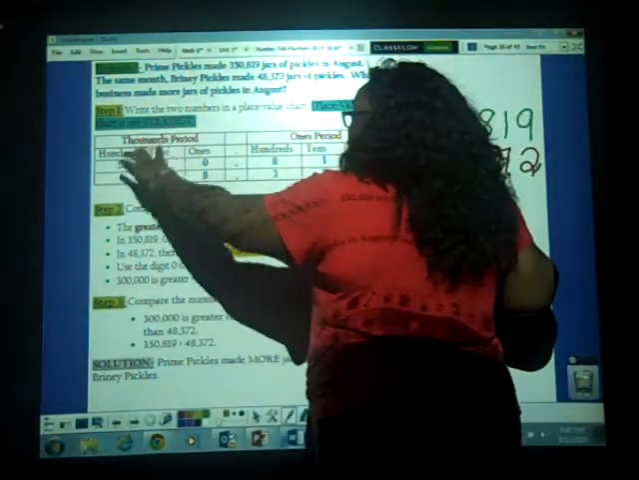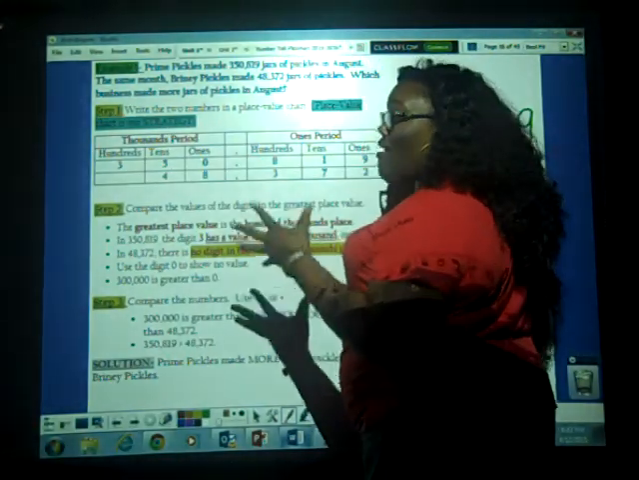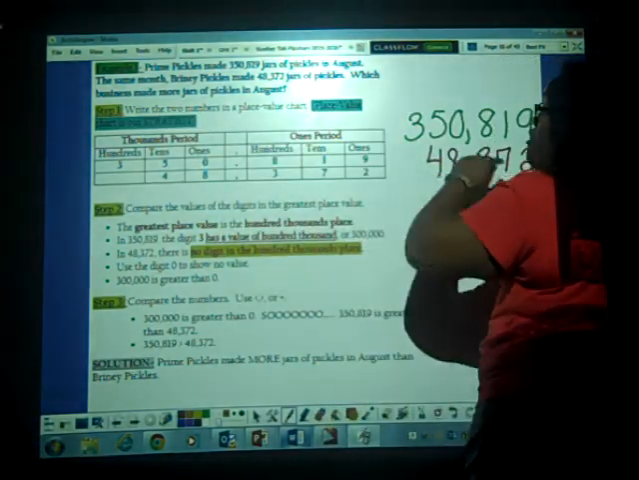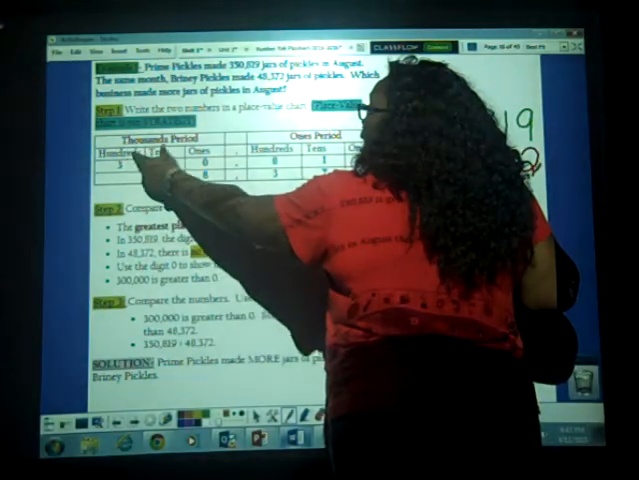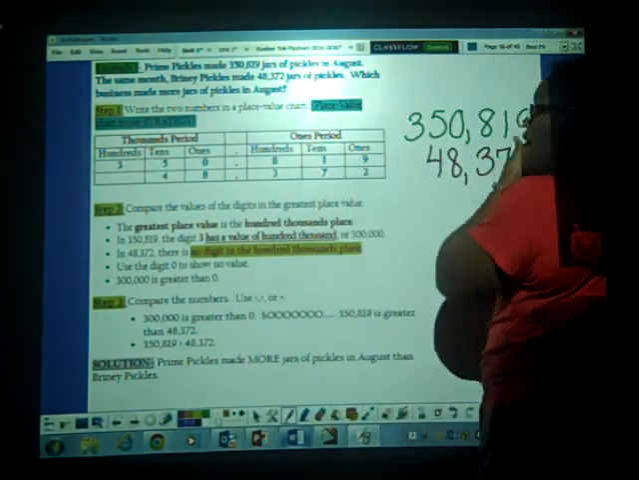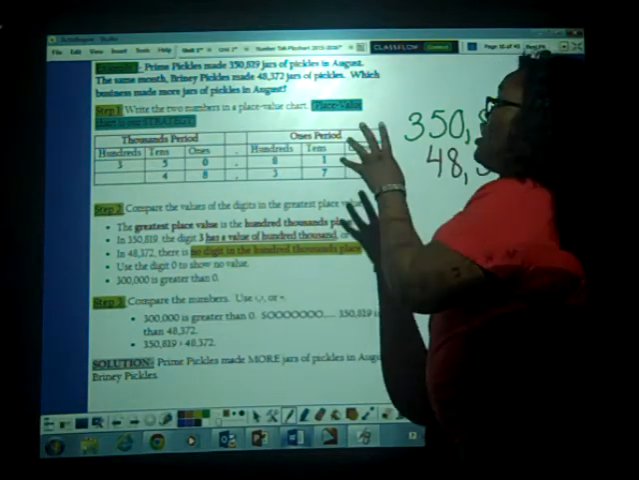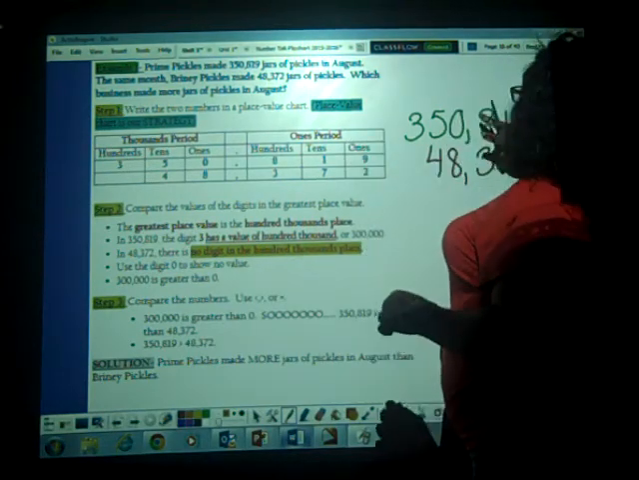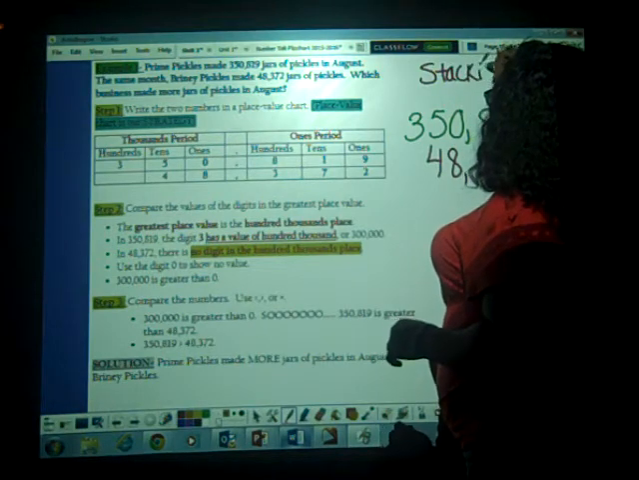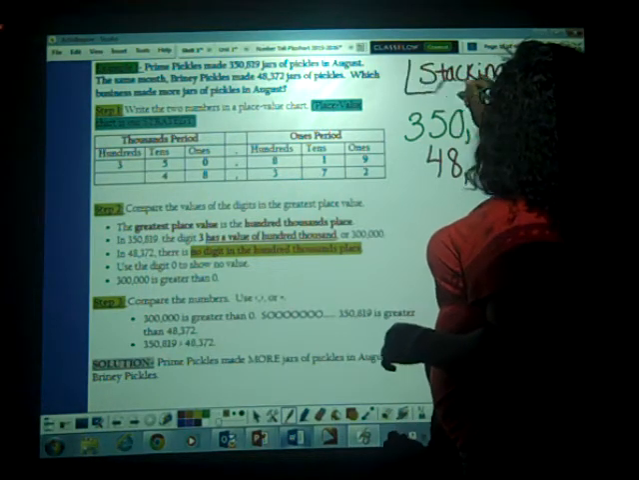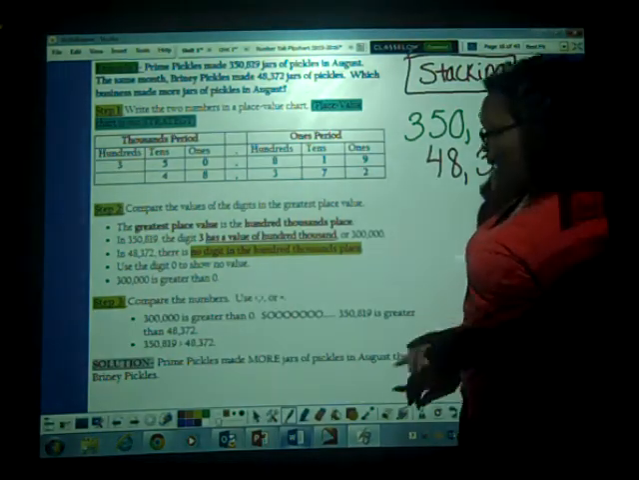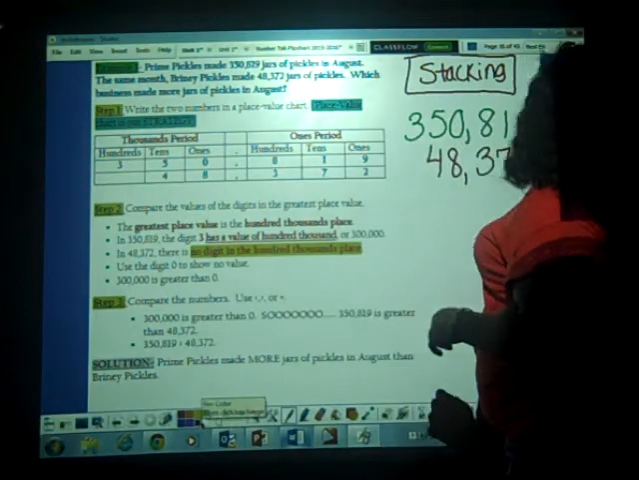So we're going to use a place value chart as our strategy. We're going to write the two numbers in a place value chart. So I have my place value chart, and I have both numbers written in my place value chart. That's my strategy. Use a place value chart. This right here is called stacking. This strategy right here, you're just lining them up based on place value.